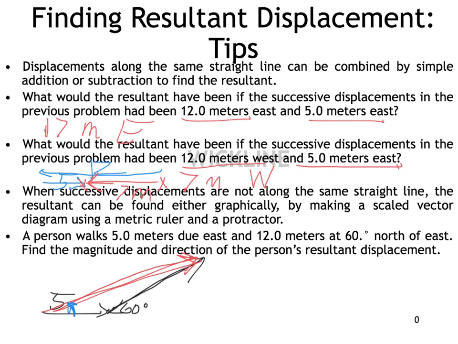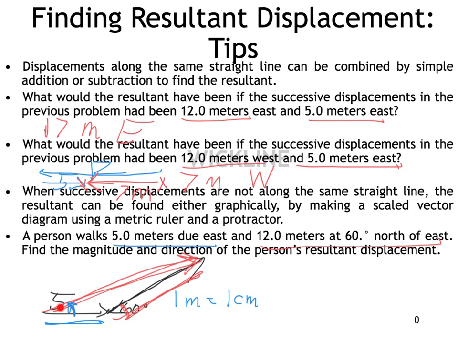So basically, if you can just decide that, for instance, 1 meter is equal to 1 centimeter, so every time it says 5 meters due east, then this line needs to be, let's say, 5 centimeters. And when it says 12 meters at 60 degrees north of east, then just make sure that that line is 12 centimeters long and that you measure the angle 60 very carefully. And then all you'll have to do to find your final answer is you'll just need to measure the distance from here to there. So from the start to the finish, and then you'll just convert it back into meters.